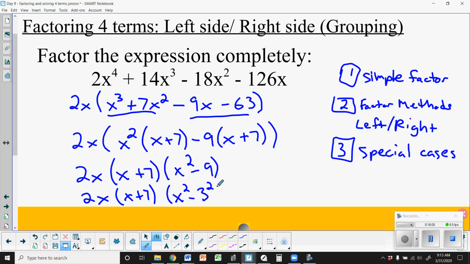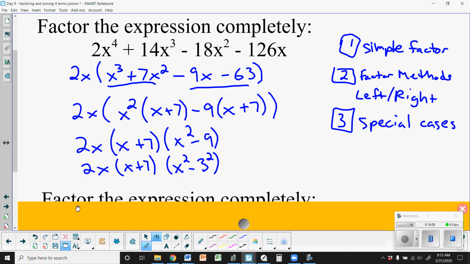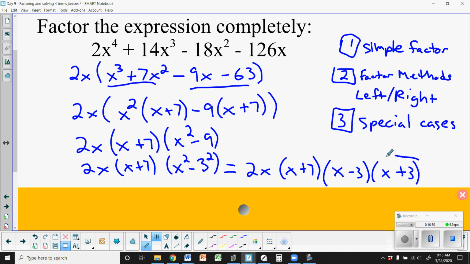Do I have more space underneath? I don't know. Let's check it out. Oh, I don't really have space. All right, so I'll just write it next to it. So I'll write equals here. We still write the 2x, we still write x plus 7, and x minus 3, x plus 3 for the difference of squares. And this is my completely factored expression, and that would be my final answer.